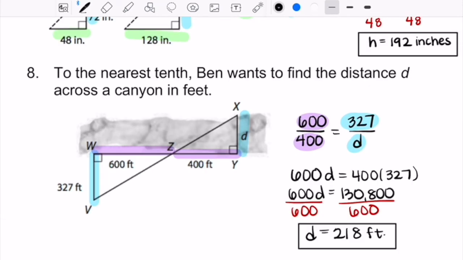And then lastly, this one's also similar to a previous question. We're trying to figure out the distance across a canyon. So we did purple over purple equals blue over blue. 600 over 400 equals 327 over d. And then I multiply my cross products. So 600d equals 130,800. Divide both sides by 600. And so for this one, the distance across the canyon is 218 feet. Again, I can use the properties of similar figures to solve for missing values when I know that two figures are similar.